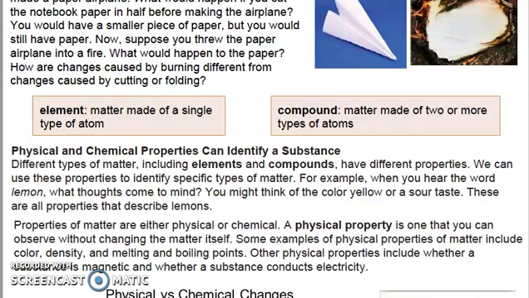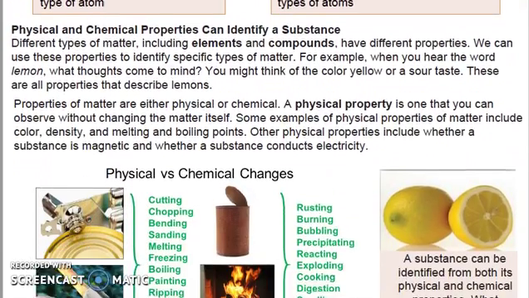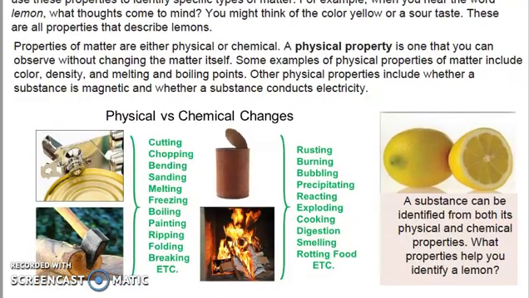For example, when you hear the word lemon, what thoughts come to mind? You might think of the color yellow or a sour taste. These are all properties that describe lemons. Properties of matter are either physical or chemical.